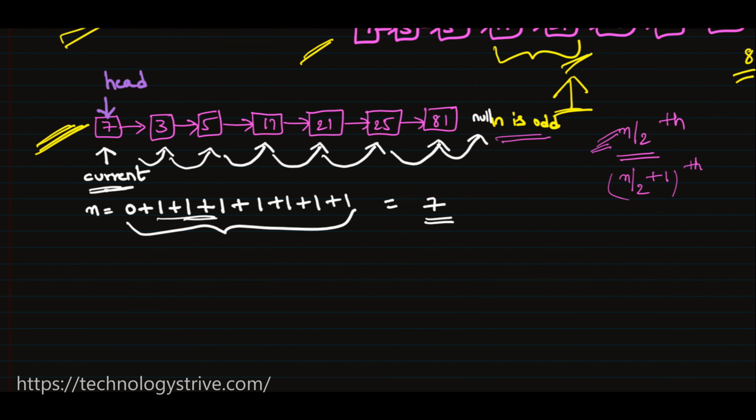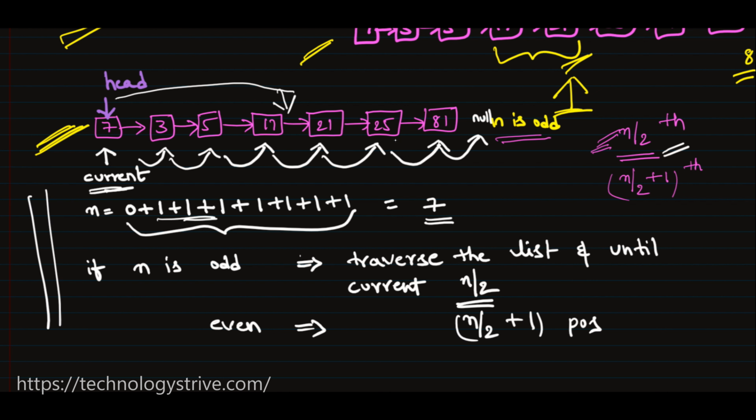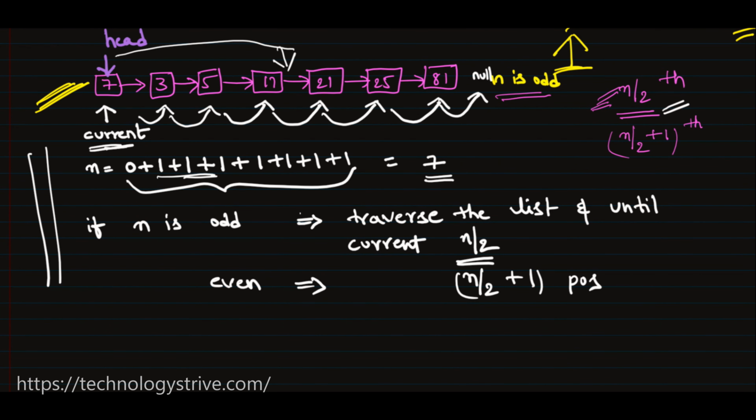Total 7. So once we find the size of the linked list, when n is odd, we have to traverse the list until the current pointer reaches the n by 2 element, right? If n is even, then same thing, but instead of n by 2, current reaches the n by 2 plus 1 position. So this is usually the brute force solution, right? Given a linked list, we find the size of the linked list, and in the second traversal we find the element at the n by 2 or n by 2 plus 1 position.